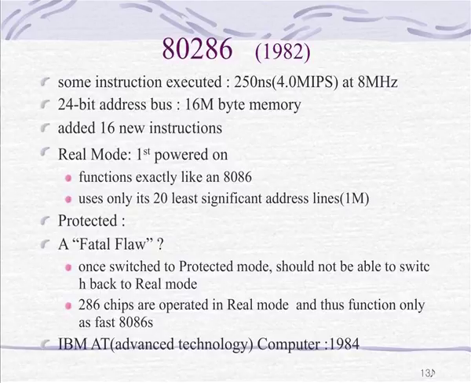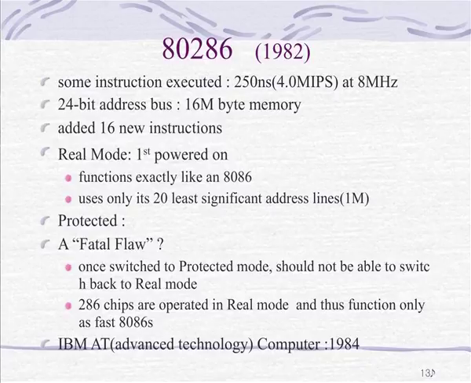24-bit address bus. The address lines have been increased as compared to the previous processors. It can access 16 megabytes of memory. It was using an additional 16 new instructions. It works in real mode, that is the first powered on mode. The functions are more or less the same as the 8086 microprocessor.